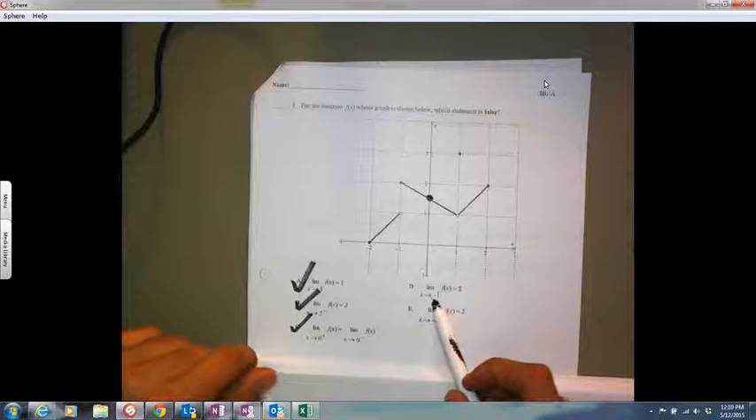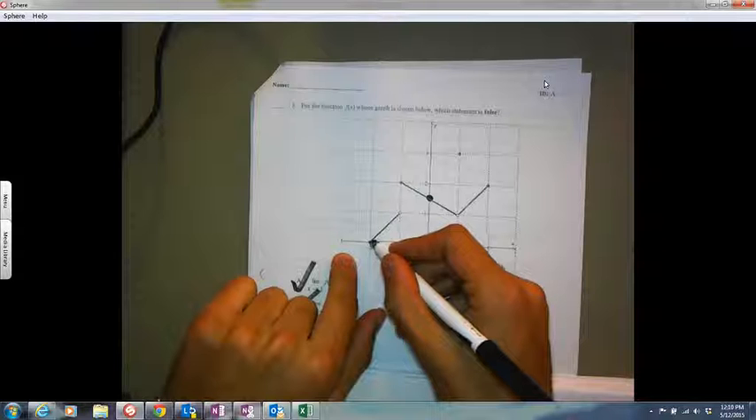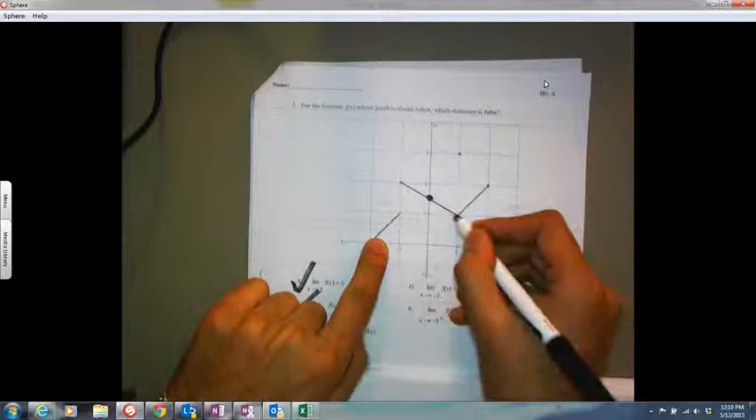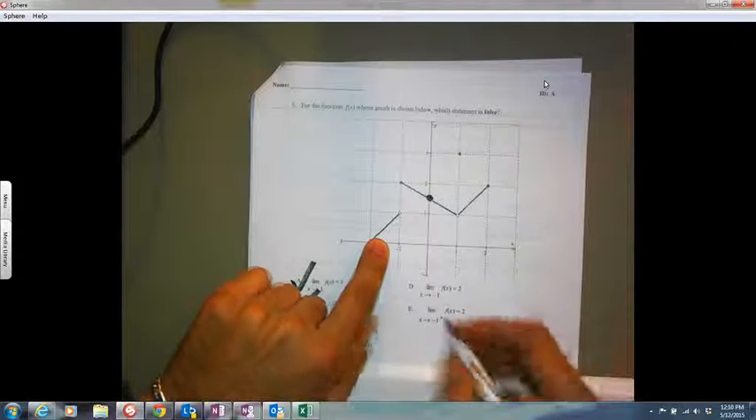Letter D, limit as x goes to -1 equals 2. This is a double-sided limit, so limit from the left and limit from the right have to be equal. Limit from the left is 1. Limit from the right is 2. 1 does not equal 2. This is false. Questions on that? No? The limit doesn't exist because limit from the left and limit from the right are not equal. Yep.